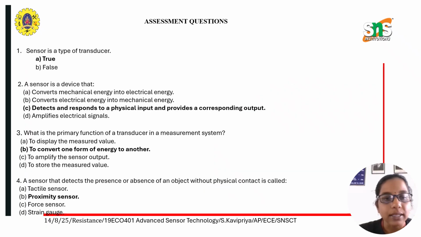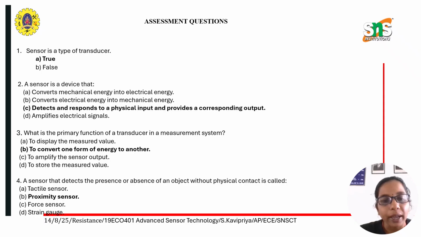Next is the assessment question. First: a sensor is a type of transducer. True or false? A sensor is a device that detects and responds to a physical input, and it provides a corresponding output.